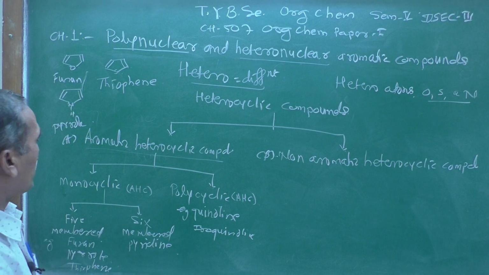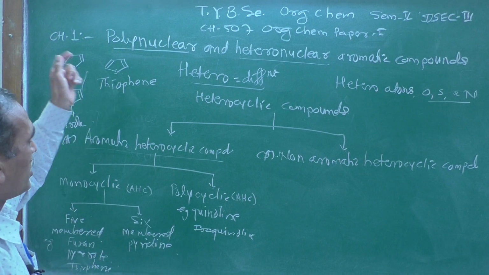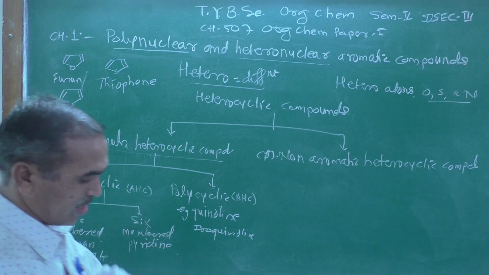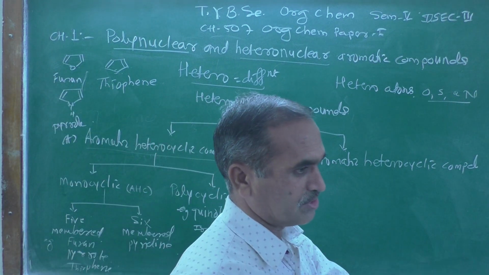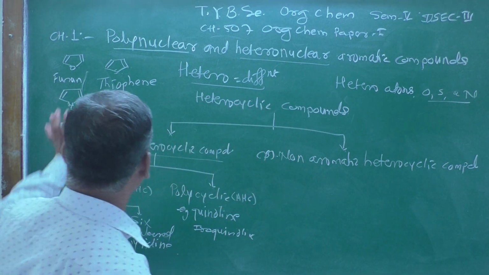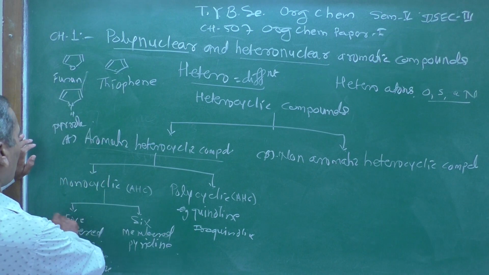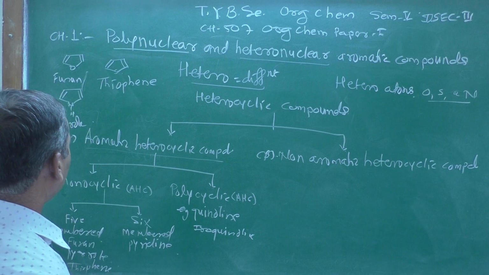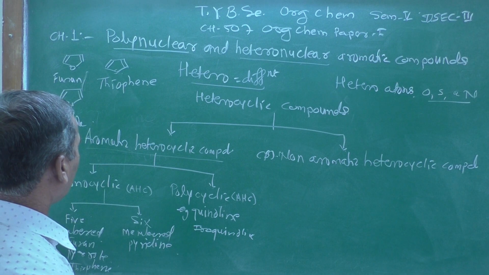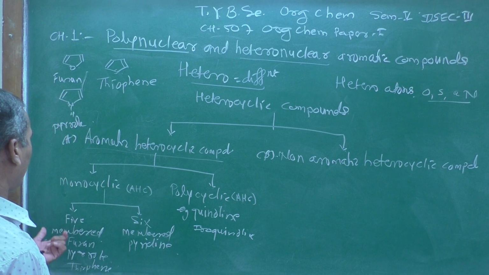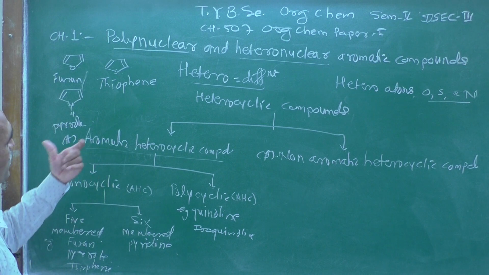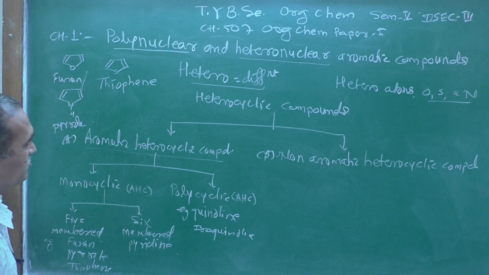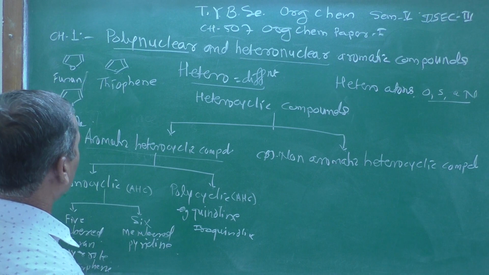So these are the 5-membered rings which are aromatic. Why they are aromatic, that we will see shortly. But here just remember, these are the 5-membered monocyclic aromatic heterocyclic compounds, and they are shown on the blackboard, you can see here.